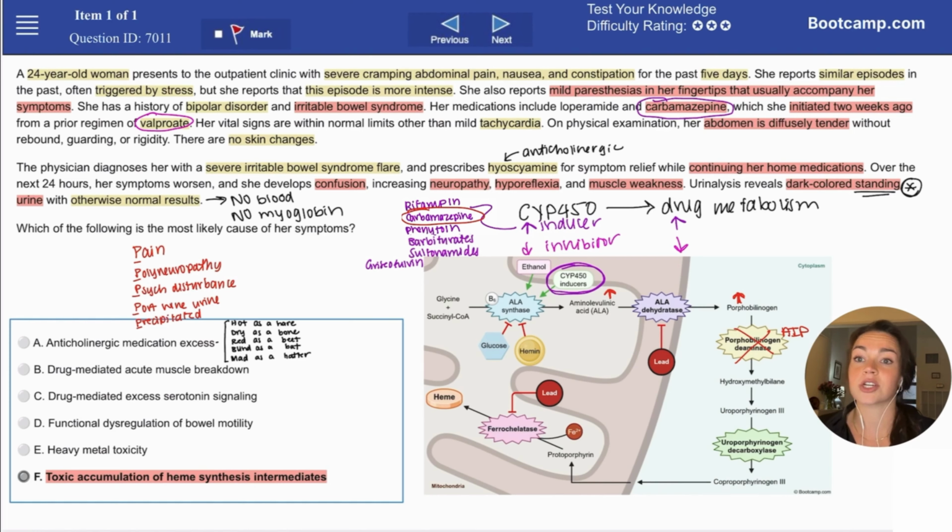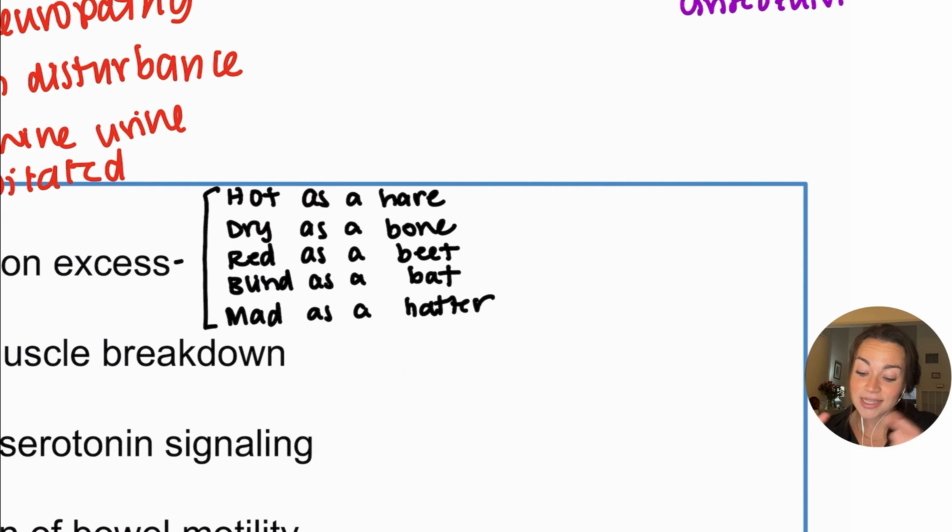So an anticholinergic overdose is going to have a classic ultrasympathetic toxidrome. And there's a mnemonic here. So there's hot as a hare, which is hyperthermia, dry as a bone, which is going to be dry skin and dry mouth, red as a beet, which is flushed skin, blind as a bat, which is getting at mydriasis, also known as dilated pupils. And this can lead to some blurry vision, and mad as a hatter, which is hallucinations and delirium.